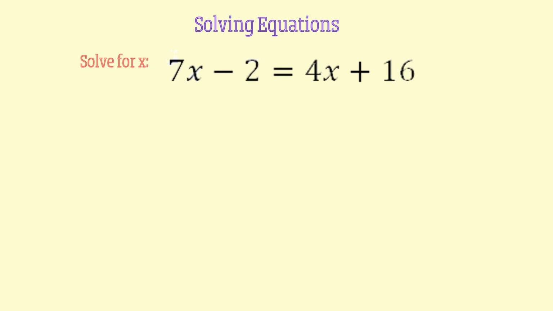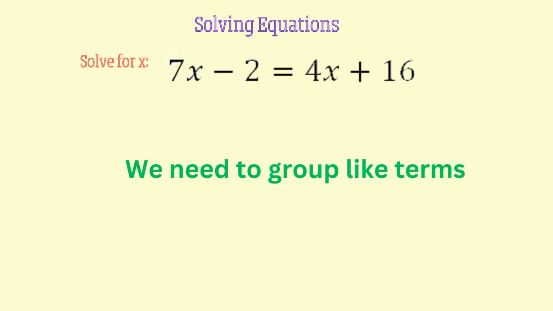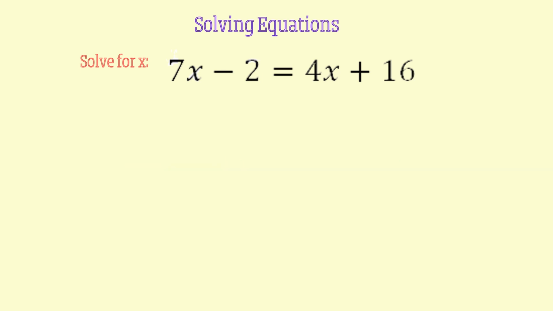Let's try 7x minus 2 equals 4x plus 16. Notice that we have more than one term in x. So therefore, we need to group the terms in x together, and also group the constants on the other side. It doesn't matter which side of the equation we group the terms in x. Let's group them on the left-hand side of the equation. This means we will need to remove 4x from the right, so we subtract the 4x from the right. To keep the equation balanced, we also need to subtract 4x from the left.